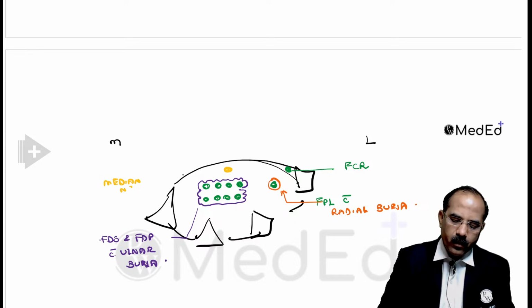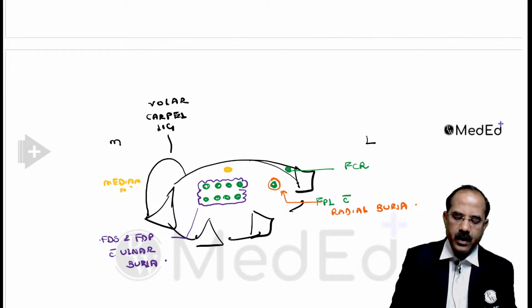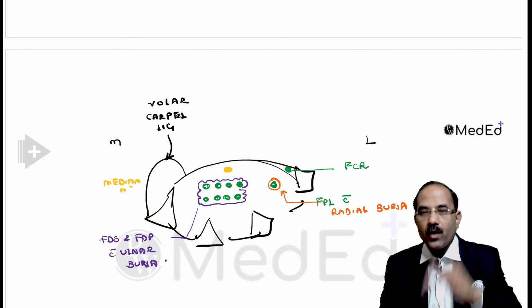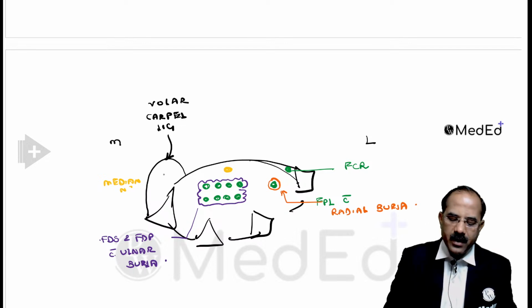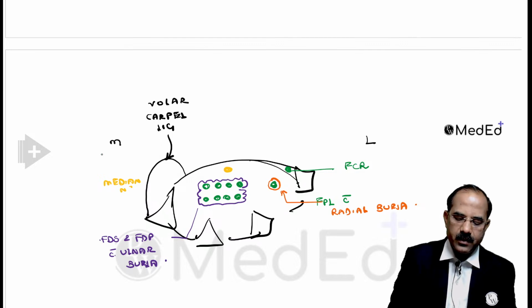Now tell me, what is this extension of flexor retinaculum known as? This is what we call the volar carpal ligament. This is an extension of the flexor retinaculum on the medial side. And what do you call this? The volar carpal ligament. And what is this tunnel here? This tunnel is known as the Guyon's tunnel.